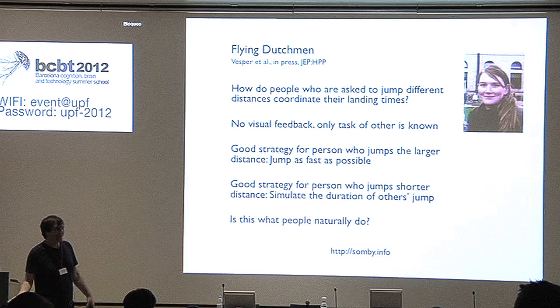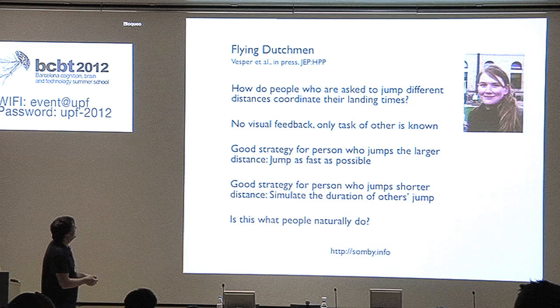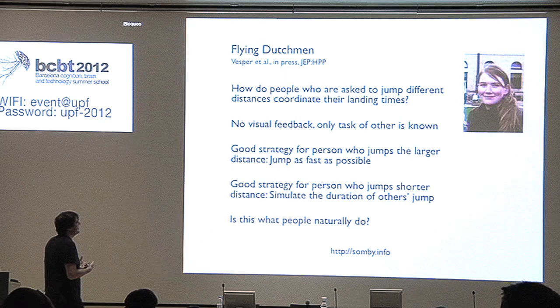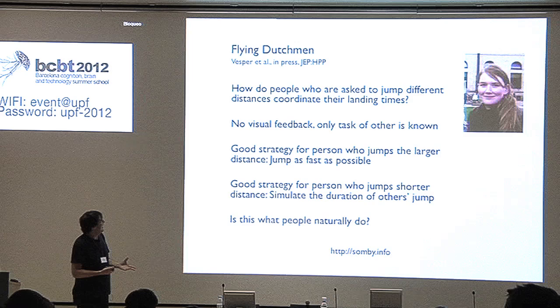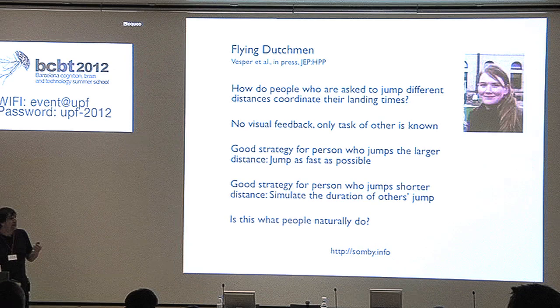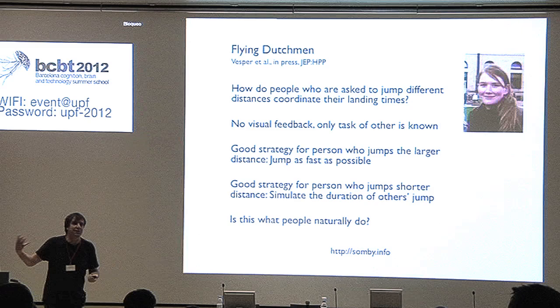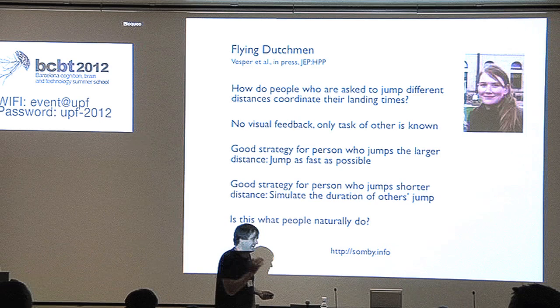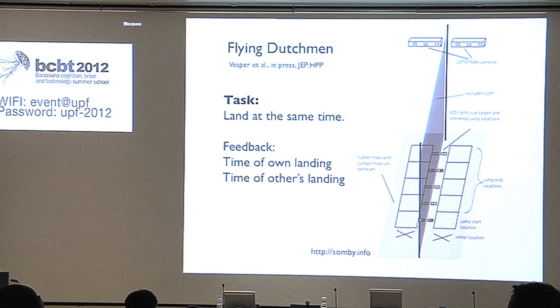We were trying to create a situation where it was a good strategy for the person who jumps a larger distance to jump as fast as possible, which is the speeding strategy we talked about. And a good strategy for the person who jumps the shorter distance is to simulate the duration of the other's jump and adjust to it. The question is, is this what people actually naturally do? Do you find this combination of strategic speeding, working on your own task, and simulating the other's task? They were next to each other. They didn't see each other, but they could hear. No, they had headphones.